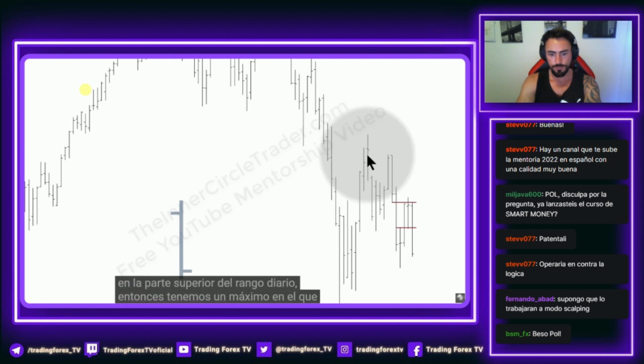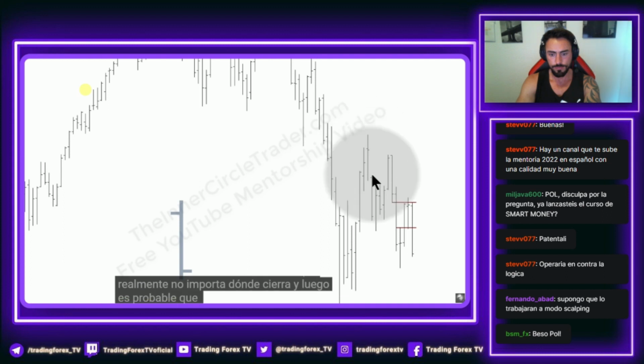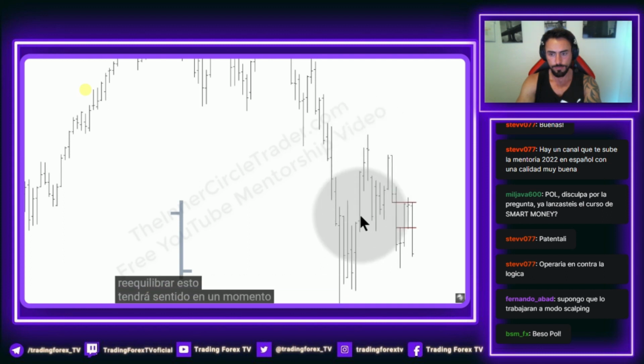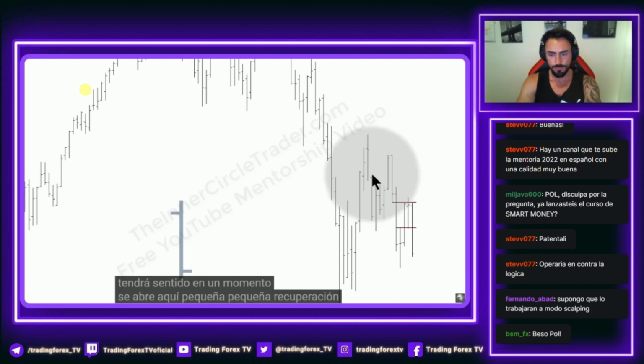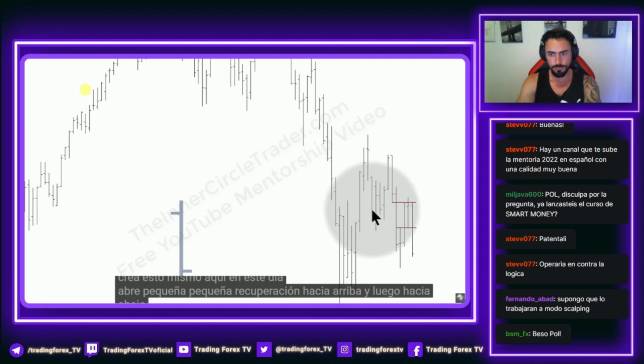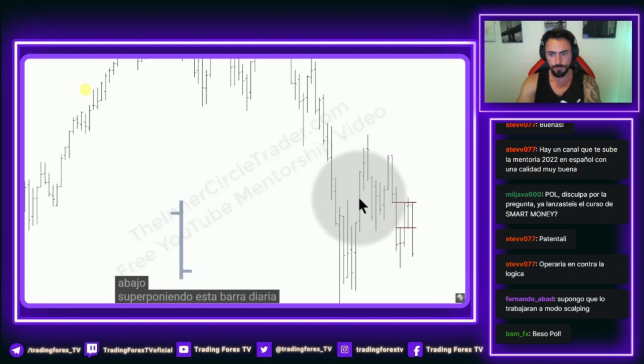Then we have a high where it doesn't really matter where it closes. And then it's likely to do what? Come back in and rebalance this. It'll make sense in a moment. And it opens here, small little rally up, creates this very thing here on this day. It opens, small little rally up, and then down, overlapping this daily bar.